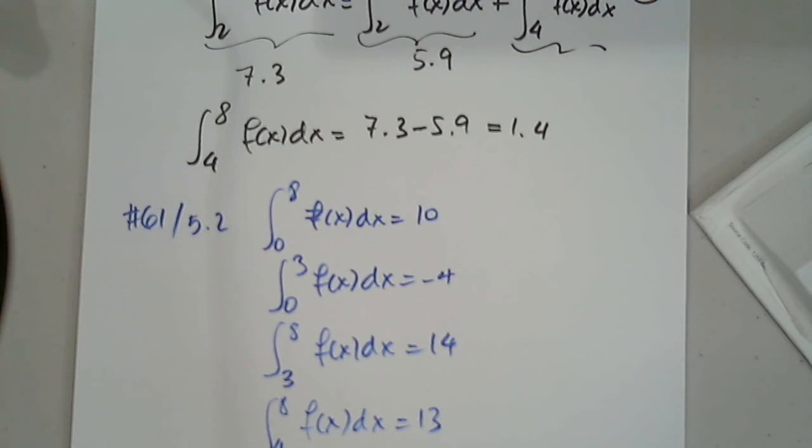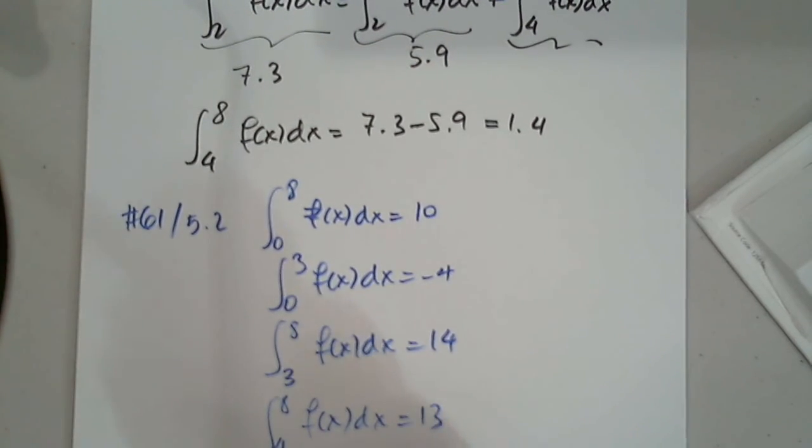F prime of 1. So here's 1. Now I have to draw a tangent. So obviously this is 0 here. A tangent at 1 will be negative, rise 1 and run 1.2. So negative 1 over 1.2. So f prime of 1, negative 1 over 1.2 roughly.